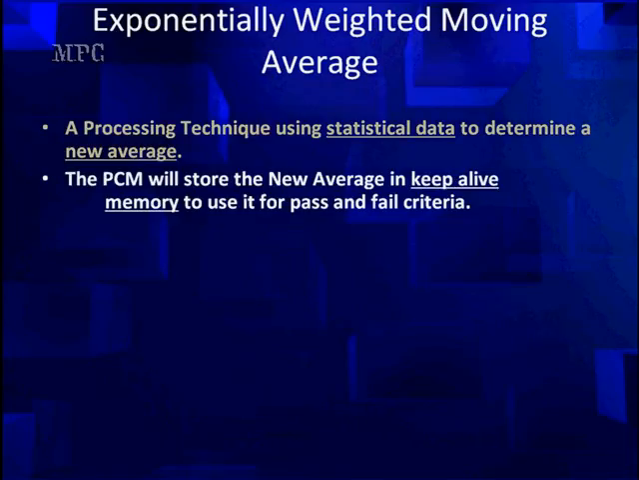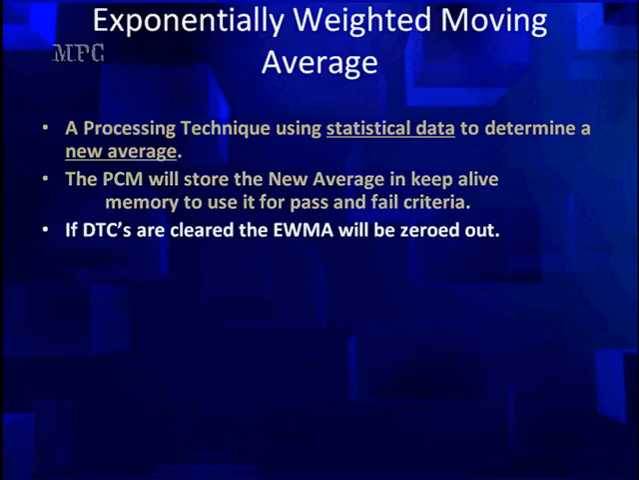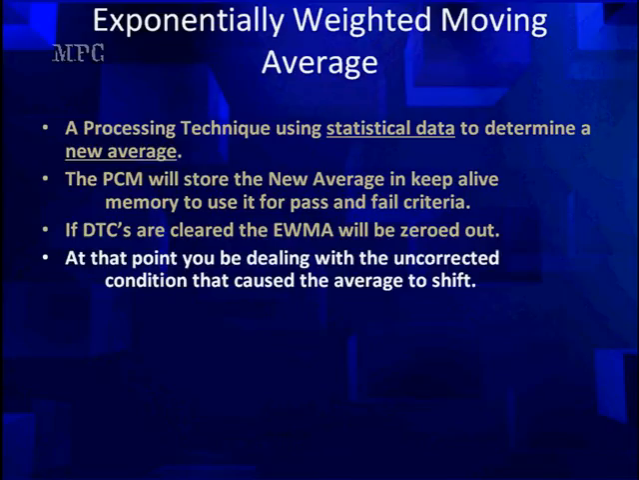But the PCM is going to store this new average in keep alive memory and use it for pass and fail criteria and for adding into future moving averages. If the DTCs are cleared, the exponentially weighted moving average should also be zeroed out. We found some cases in earlier years where that did not happen, so be aware of that. At that point, you'll be dealing with the uncorrected condition that caused the shift. So if you clear codes or zero it out, then you can look at what condition caused the problem.